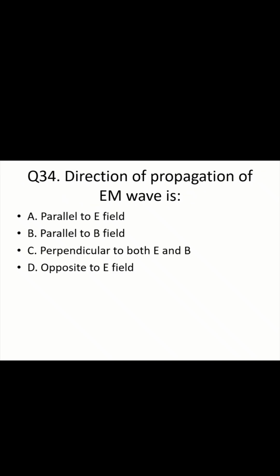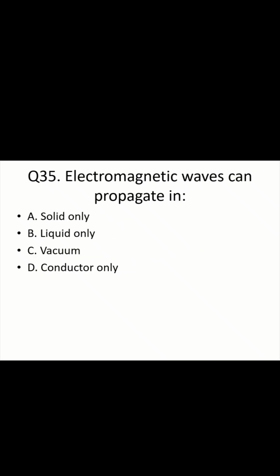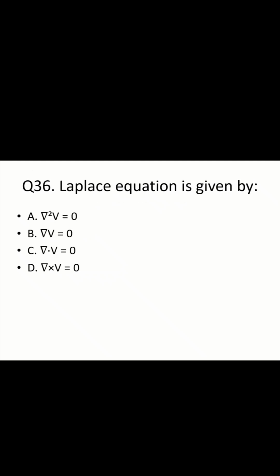Direction of propagation of EM waves is parallel to E field, parallel to B field, perpendicular to both E and B, or opposite to E field. So the correct option is option number C, that is perpendicular to both E and B. Question number 35 says, electromagnetic waves can propagate in solid only, liquid only, vacuum, or conductor. So option number C is correct, that is vacuum.